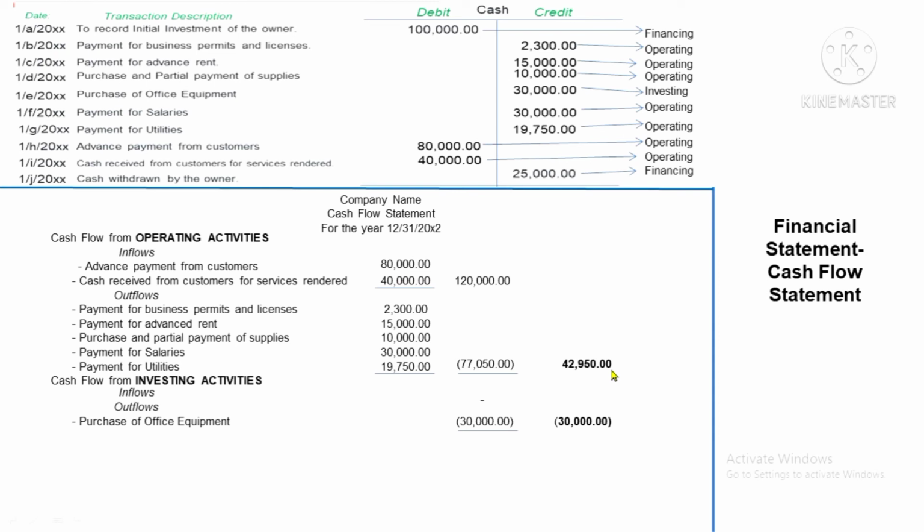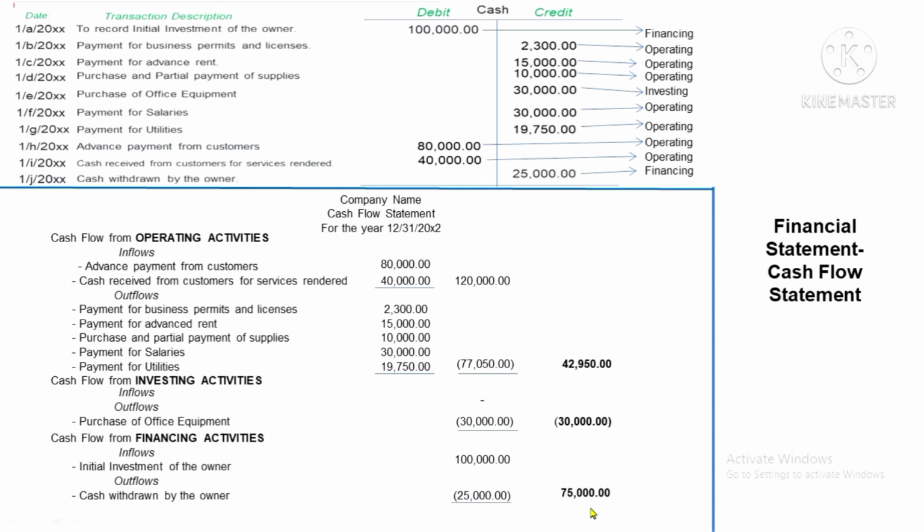In the financing activities, we have one cash inflow pertaining to the investment of the owner worth 100,000 and an outflow of 25,000 from the withdrawal of the owner. So we have a net cash inflow from financing activities of 75,000. If you total this, 42,950 plus negative 30,000 plus 75,000, you will get the cash ending balance of 87,950.